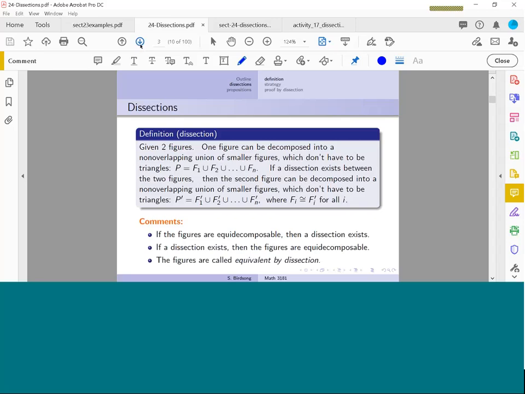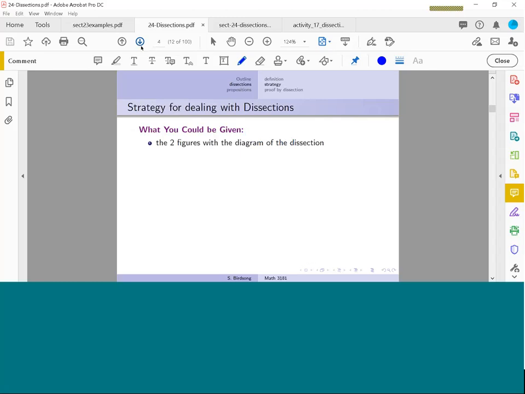Interesting fact there. If you do have two figures where one of these dissections exists, they're called equivalent by way of dissection, and it turns out their area is the same. And that's what we're going to get at the end of this slide. In terms of what you could see, there are three main cases. One is you're given the two figures and you're already told what the dissection should be. You just have to verify it works. Second one is you're given two figures, but you have to figure out what the dissection is.